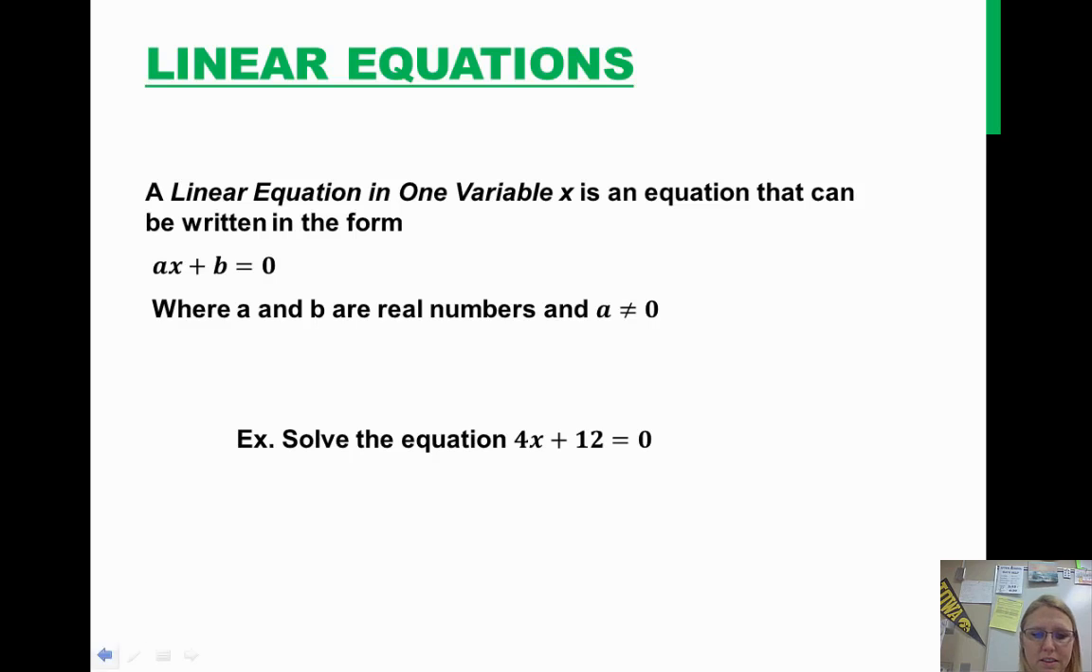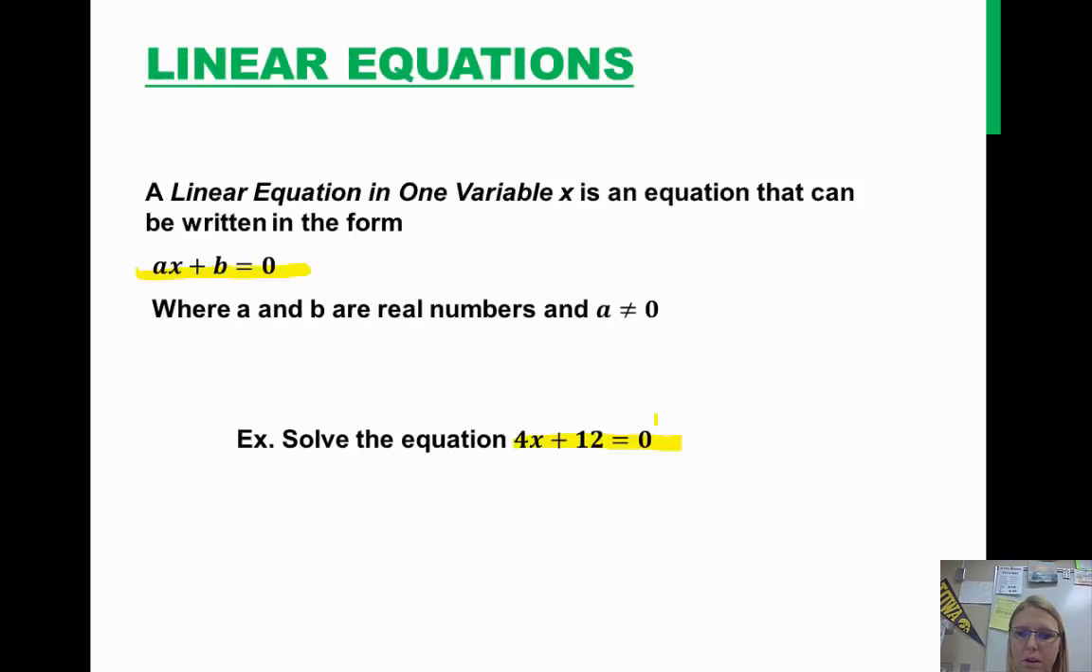It's something that looks like this: ax plus b equals 0, where a and b are real numbers and a is not 0. So if you don't remember anything else, it looks like this: 4x plus 12 equals 0. So it's something in which you can manipulate the numbers and solve for x.